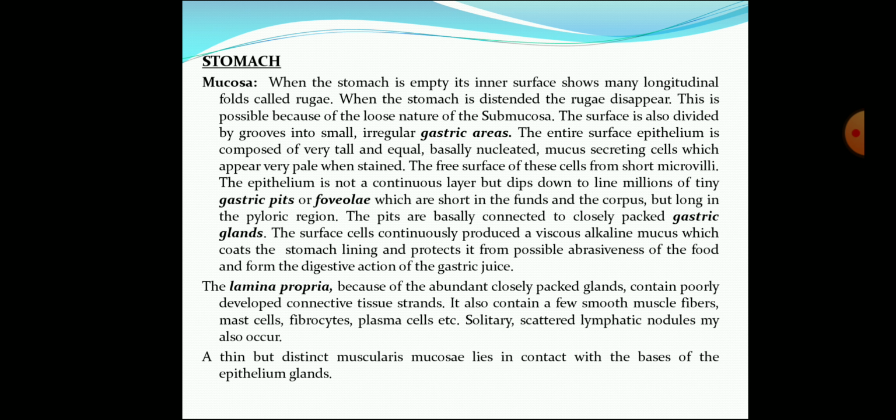A thin but distinct muscularis mucosae lies in contact with the bases of the gastric glands. It has two layers, inner circular and outer longitudinal, but in certain places a third outer circular layer is also seen. Both the lamina propria and muscularis mucosae follow the folds and valleys of the rugae.